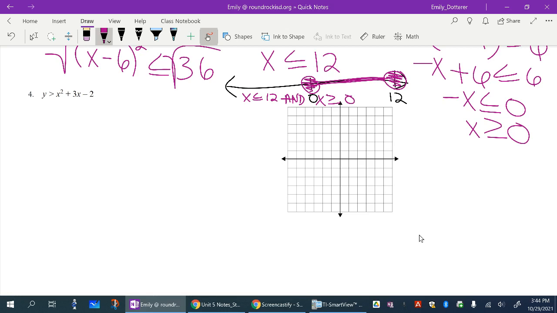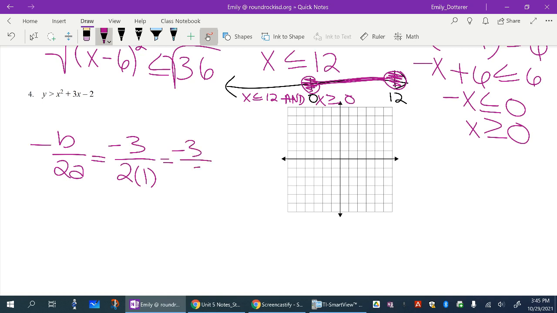Sometimes instead of a number line, you'll be asked to graph on a coordinate plane like we did on day 2. In this case, you're going to have to get some points. We want to make sure we have the vertex so we know where to change direction. Remember, our vertex is negative b over 2a. B is 3. A is 1.